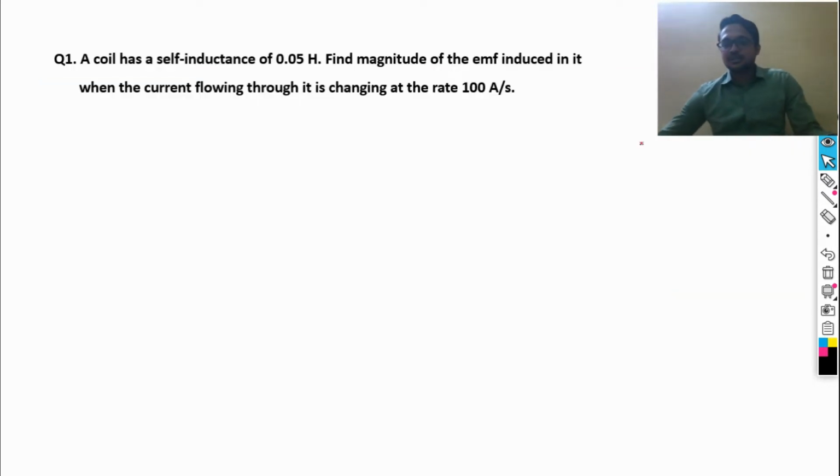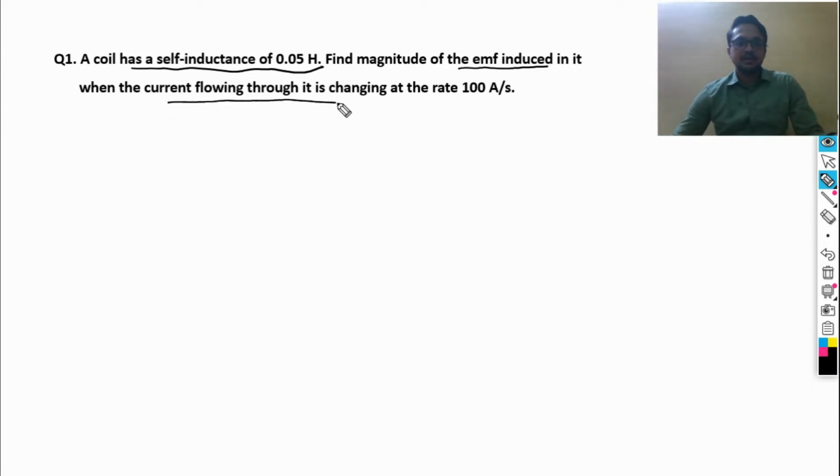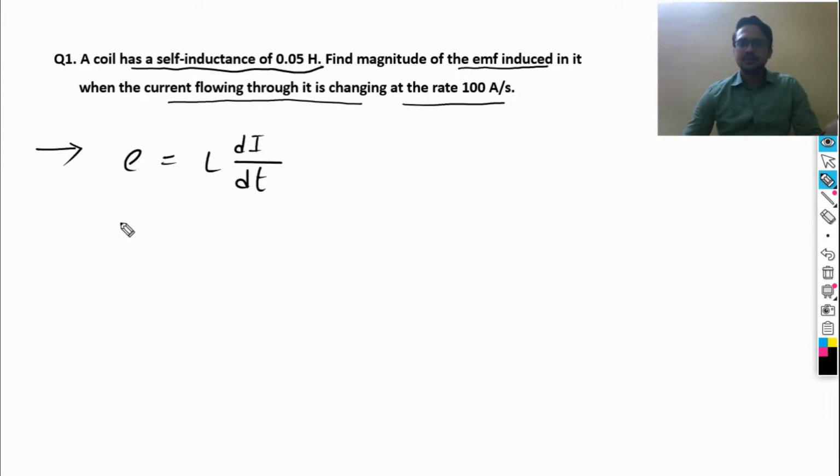So this is our first question, you all can see. A coil has self-inductance 0.5 Henry. Find the magnitude of EMF induced in it when the current flowing through it is changing at the rate of 100 ampere per second. This type of question is very easy, just one direct formula is there, that is EMF equal to L di/dt. I am not taking the minus sign because the minus sign will only tell about the direction, so we only have to find the magnitude.